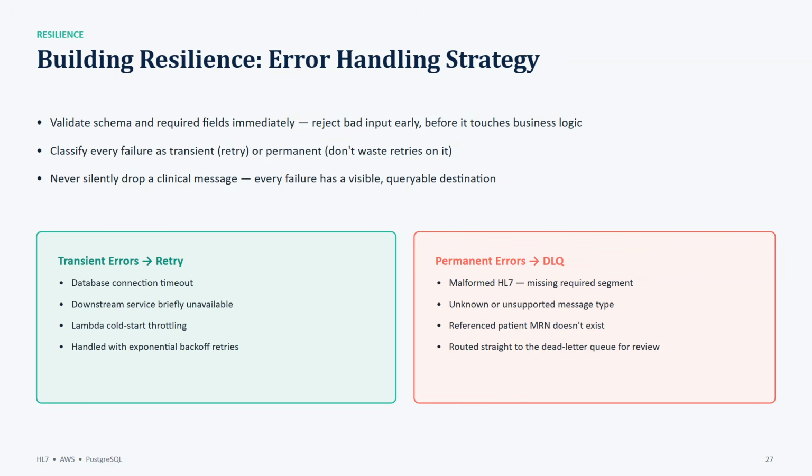So resilience starts with one simple rule: never let a clinical message just disappear. But not every failure deserves the same response. If a database connection times out, that's transient. Retry it with exponential backoff and it will probably succeed. But if the message is missing a required segment or references a patient we have never heard of, retrying isn't going to fix that. That's a permanent error, and it should go straight to a dead letter queue for a human to review, not get retried 5 times and quietly vanish.